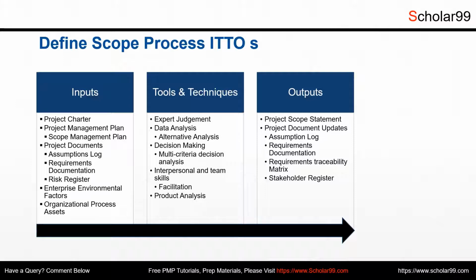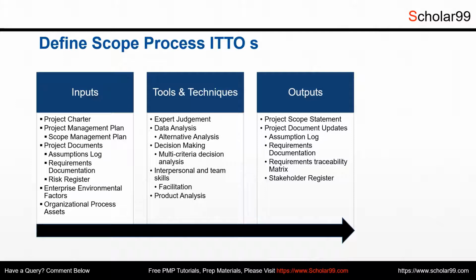Let's look at the project documents that may be required as an input to the define scope process. Assumptions log. The assumptions log contains all the assumptions identified in the project. In the specific case, there may be assumptions pertaining to the project scope. Risk register. The risk register may contain risk response strategies pertaining to the project scope. So to mitigate those project risks, we may need to adjust the scope.